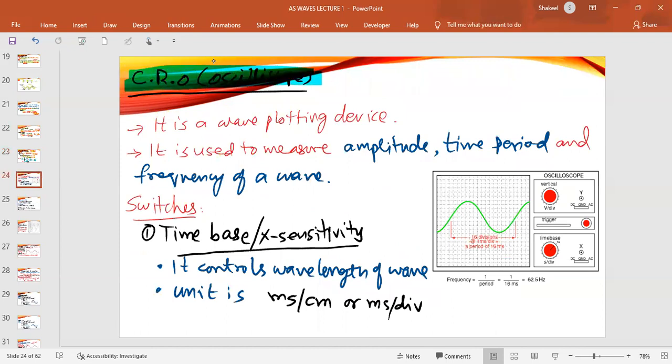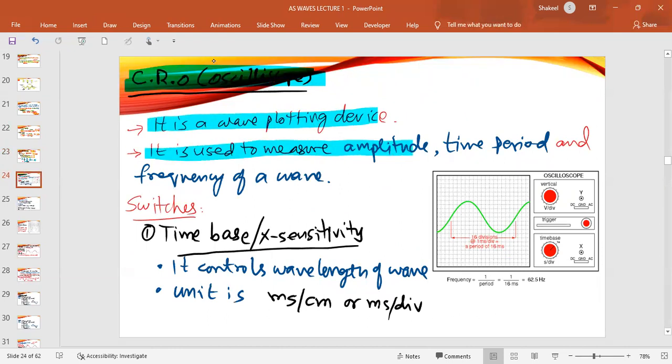The next thing is the CRO. This is also taught in chapter 2, which is measurement. What is a CRO? It is a wave plotting device. It is used to measure the amplitude, time period, and frequency of a wave.